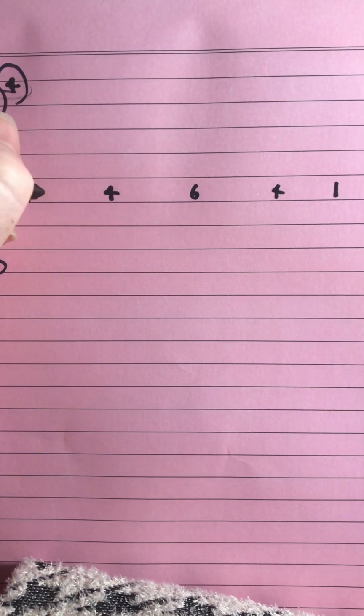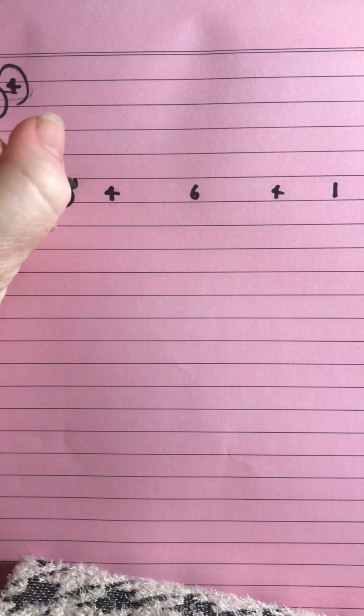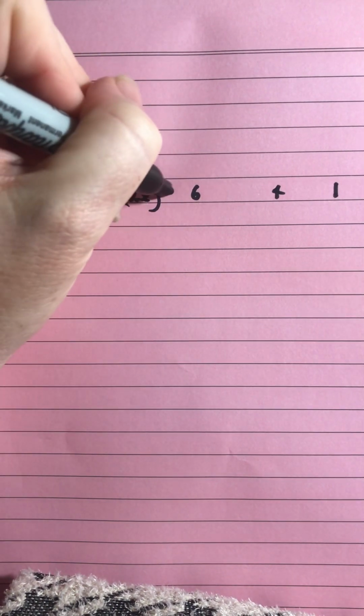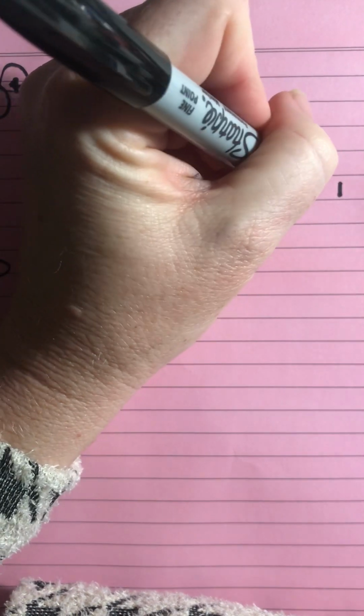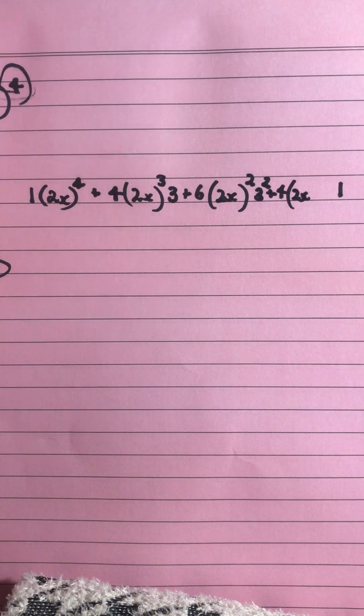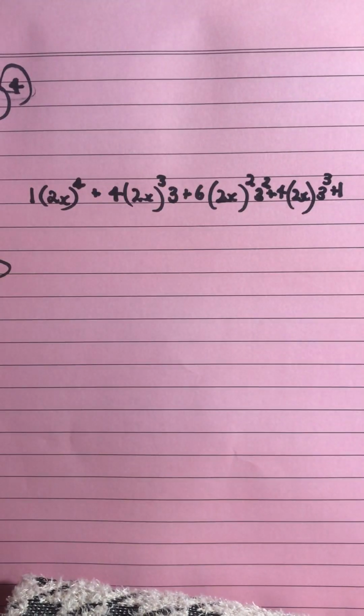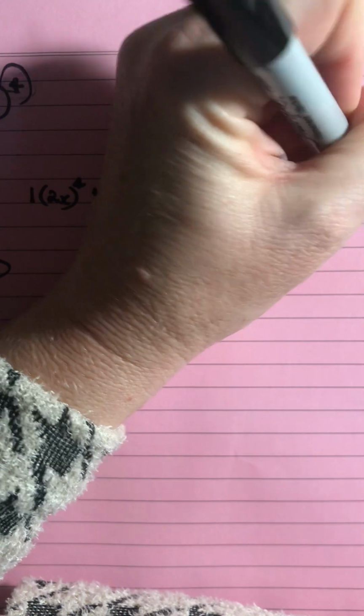Plus I know I'm going to start with my highest term, so I've got my 2x to the power of 4. Then I've got 4 lots of the 2x to the power of 3, and my 3 there. Then I've got 6 lots of the 2x to the power of 2, and then the 3 squared, and then I've got 4 lots of 2x is now to the power of 1 times the 3 to the 3, and then on the end there I have my 3 to the power of 4.